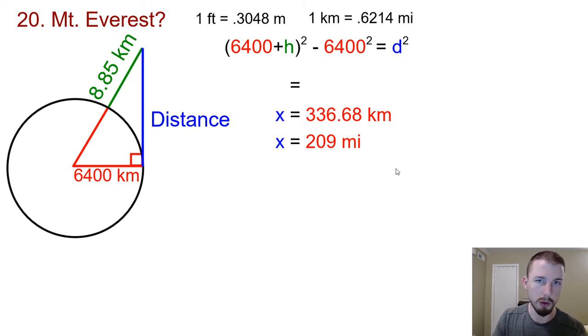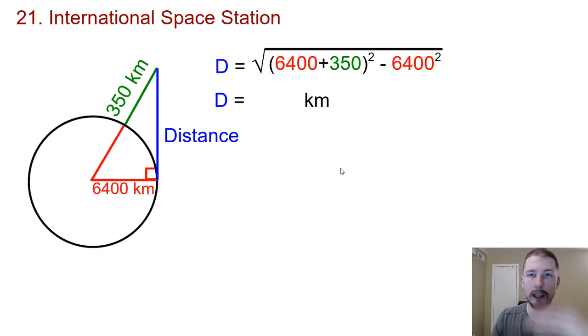Now there's going to be a bunch of terrain in the way, but let's imagine that Mount Everest was right by the ocean, and then how far could we see into the ocean? Because that should be pretty flat, minus the tides and stuff like that. Then technically we'd be able to see 209 miles, but Mount Everest is not by the ocean, so you're going to have some terrain in the way. Kind of cool.